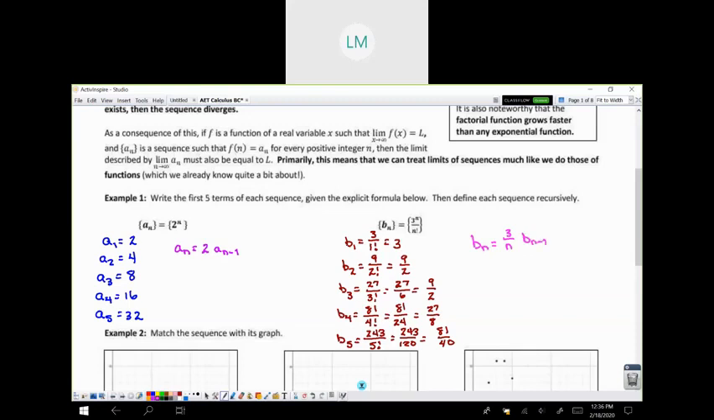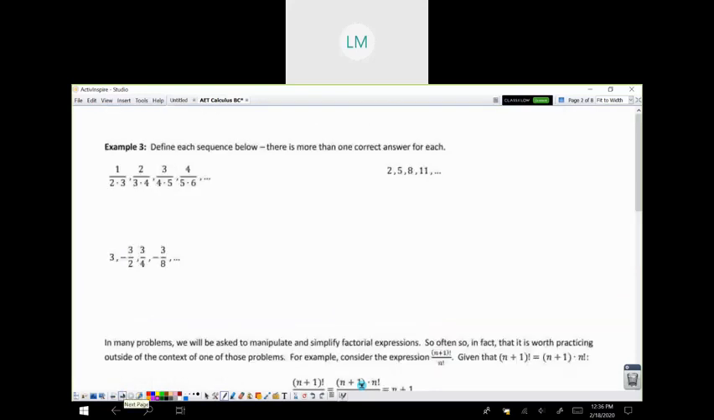Now, for example 2, I'd like you to work on those on your own, and we'll talk about those in class tomorrow. Substitute values of n and see if you can plot those points and figure out which sequence matches which graph. So moving on, we're going to go on to example 3, and we're going to define each sequence below. So there's more than one correct answer for each.